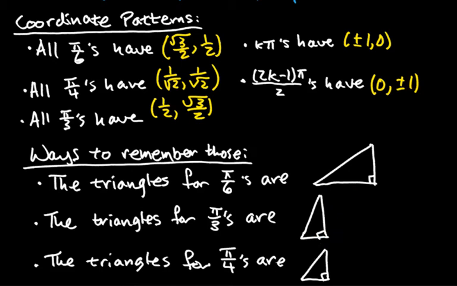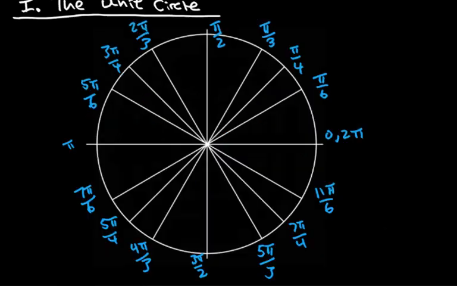And then for the pi over 4s, we get a 45, 45, 90. Remember, their base and their height are the same. So what that means is we have 2 of the same values. And you only ever have 1 over square root of 2 when you have the same values. So using that, we can easily just write all the coordinates for this. So I'm just going to do that real fast.